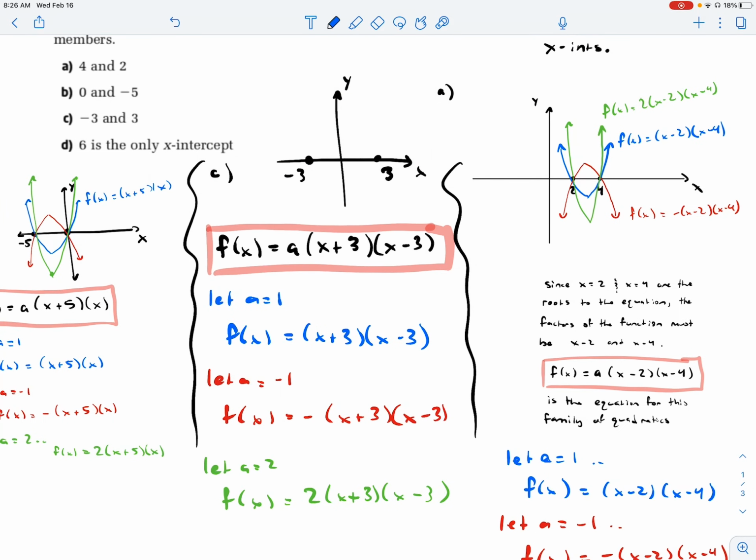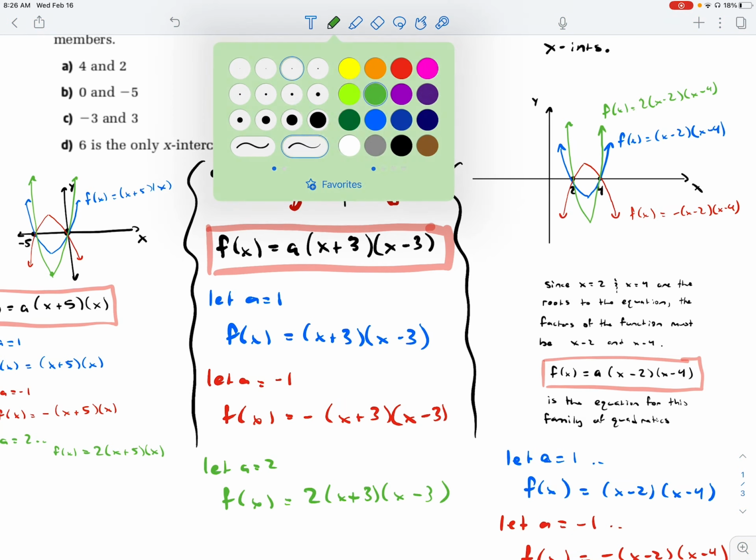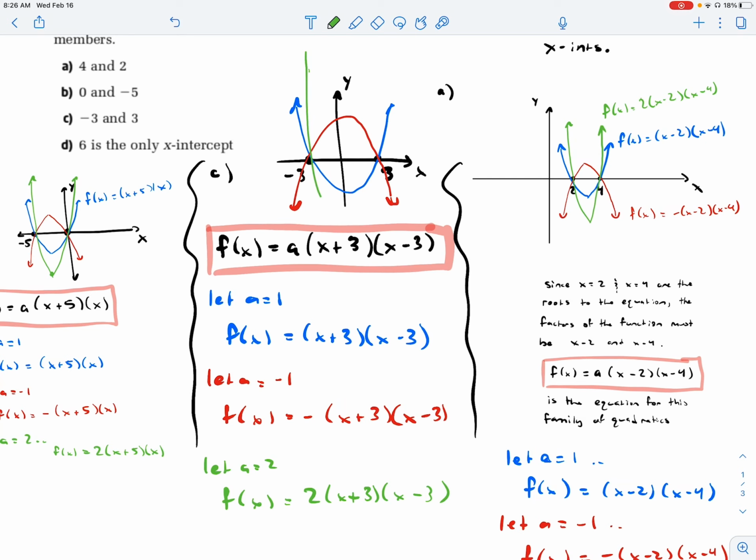Okay, our first function will just kind of go through like this. And the red one will be reflected. It'll pass through like that. And the green one is stretched, so that'll run through like that. Nice thing about this graph is that because the intercepts are symmetrical to each other, -3 and 3, that means the vertex should always fall along the y-axis. Okay, if you sketched it nicely, your vertexes should always be along the y-axis.